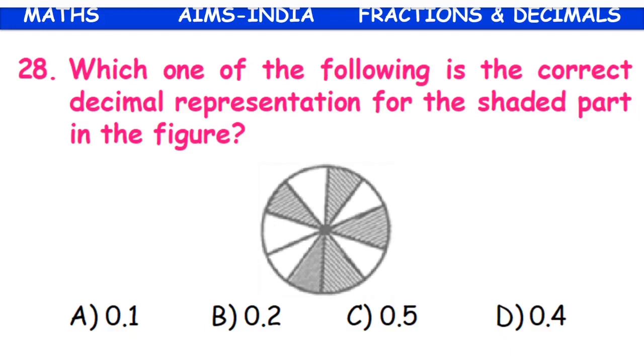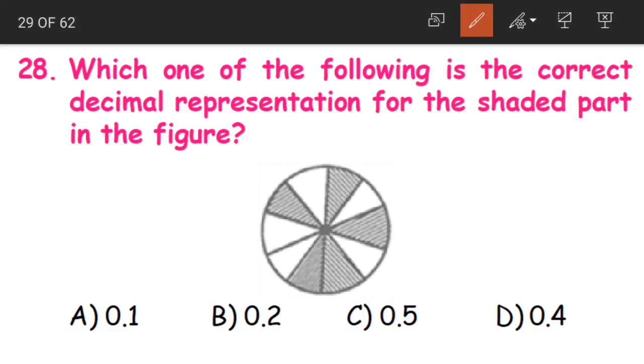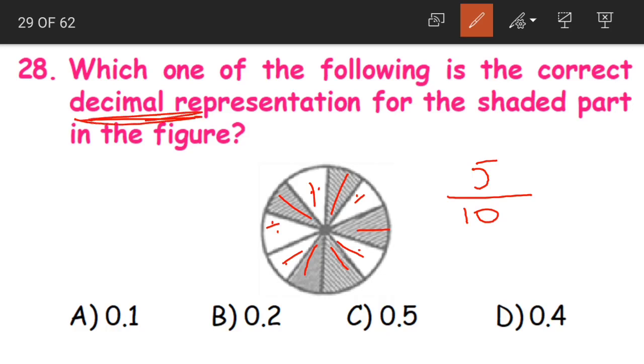Next question 28. Which one of the following is the correct decimal representation for the shaded part? Now what is the shaded part here? 1, 2, 3, 4, 5 are shaded out of 6, 7, 8, 9, 10. 5 parts are shaded out of the total 10 parts. Now what will be the decimal representation, children?